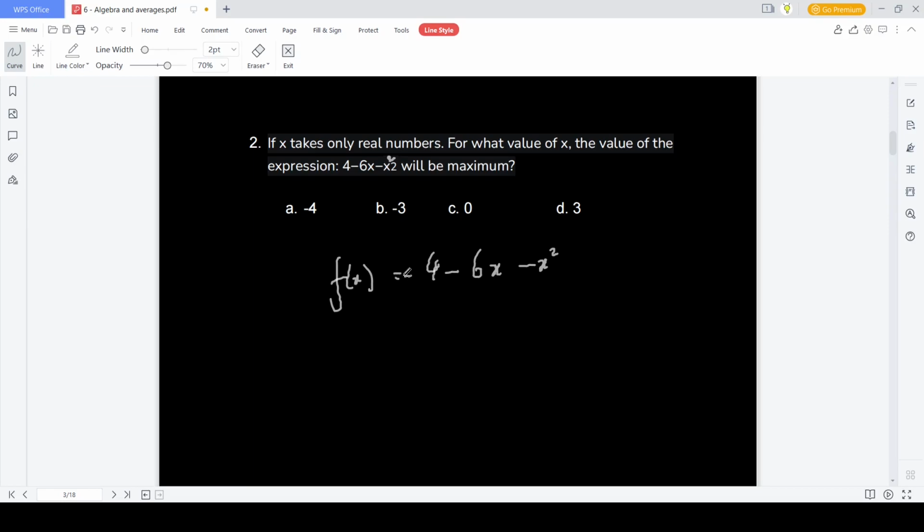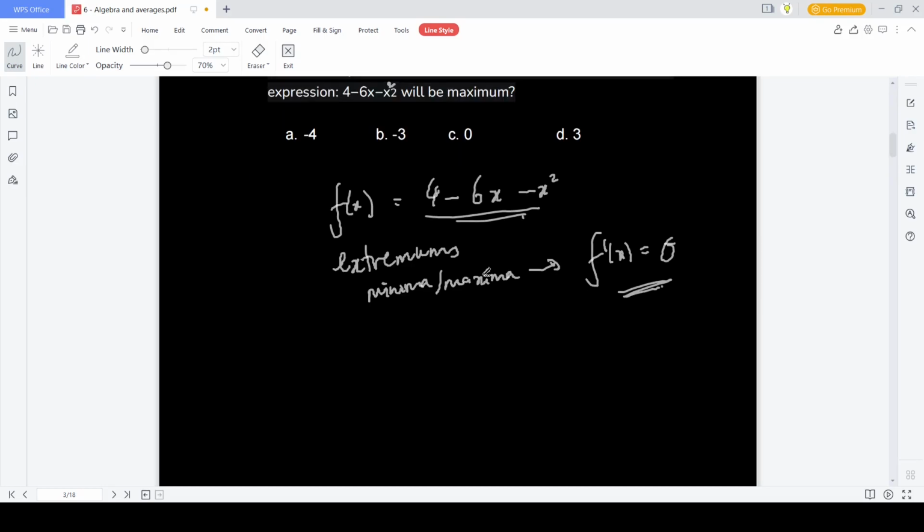If a function f of x is given as something, the maximum or minimum together is called extremums. Okay, it sounds like a funny word, but it's called extremums. It is either a minima or a maxima. Okay, they occur at what points? It is when f dash of x is equal to 0. Okay, f dash is nothing but the derivative. So let's differentiate this function with respect to x.